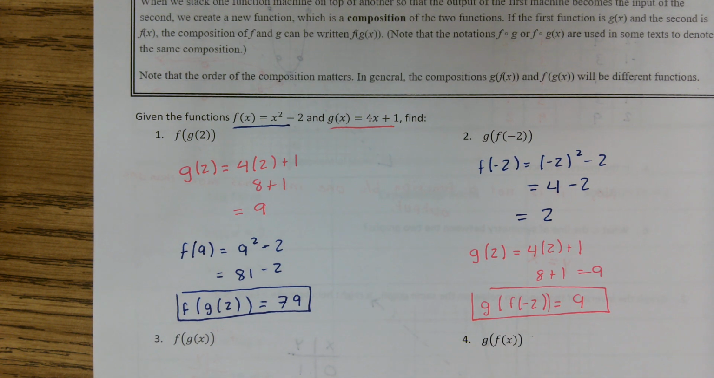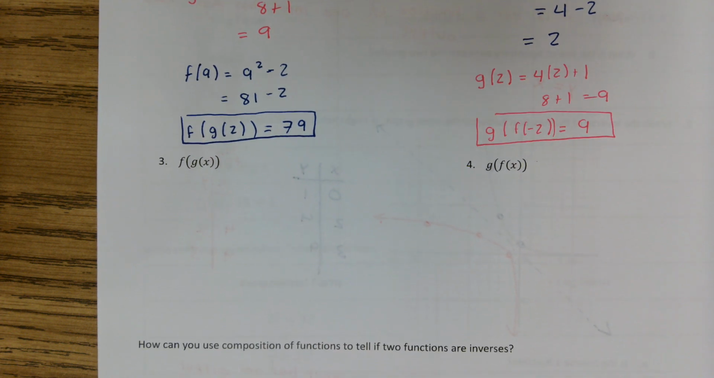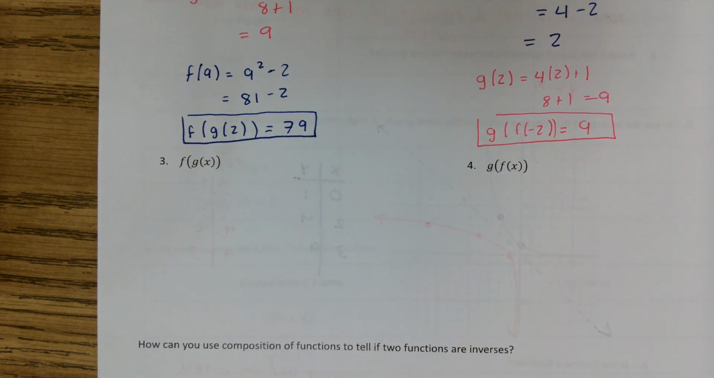All right, so in this case, again, that is what we get for that value for that composition. So not too bad with the numbers. This is where you might run into some problems. So 3 and 4, plugging in with f of g of x.